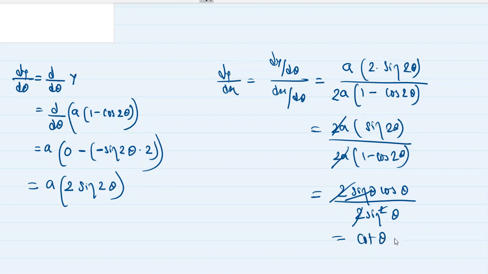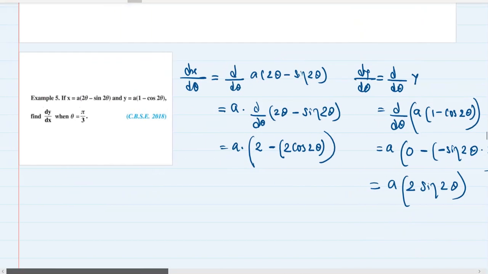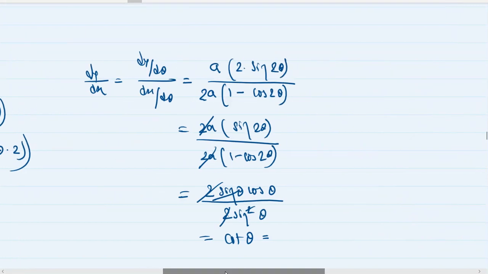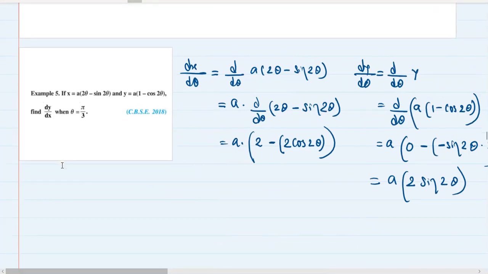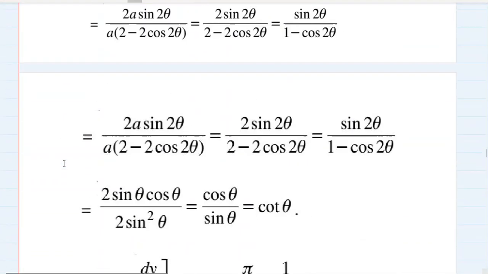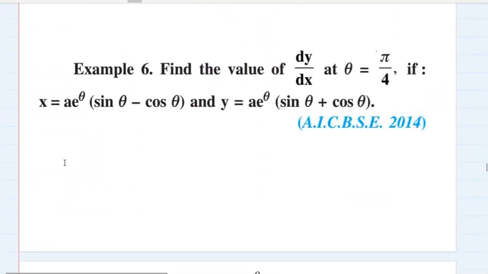So this is the final value of dy by dx, and I told you that once you get the final value, you put theta is pi by 3. So cot pi by 3 is 1 by root 3. That's your answer. Okay, so this is question number 5, solved successfully. Let's go to the next question.